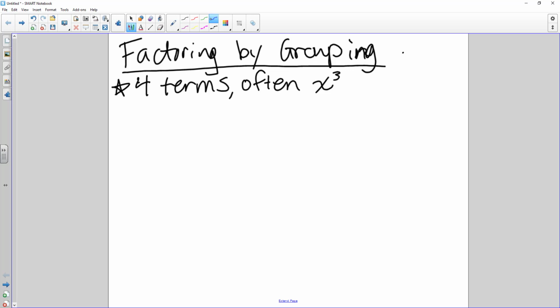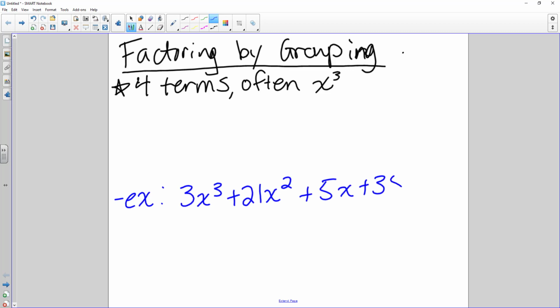So first I'm going to leave a couple lines. We'll do an example, and as we do the example, then I'll give some steps of how to factor by grouping. So we're going to do 3x cubed plus 21x squared plus 5x plus 35. So in this one, I have 4 terms. 1, 2, 3, 4 terms.